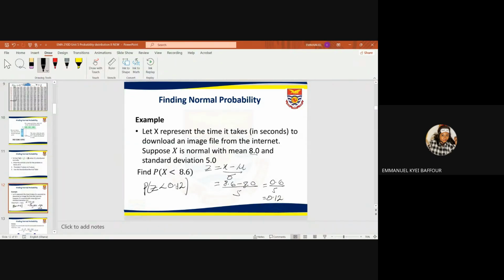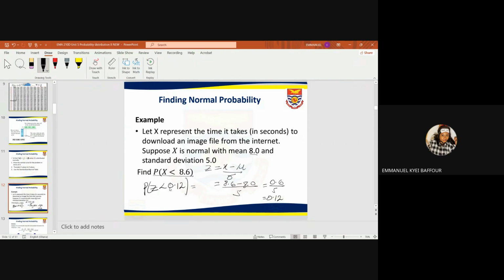So this thing that we have done here, we say that we've been able to convert from the variable that was given to a z-score. And this z-score that we have here is the same as this that we have. So if you are able to calculate this particular probability, then it will be the same as the probability that you were given in the question to calculate.